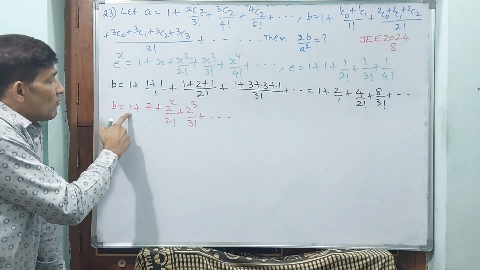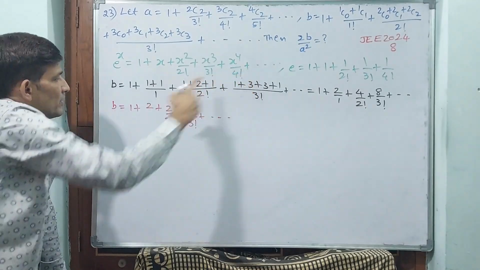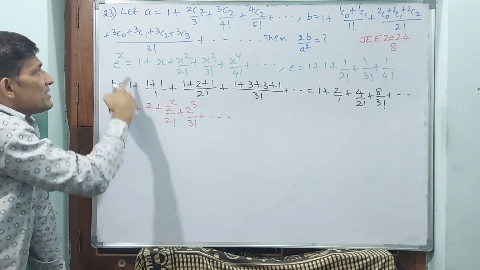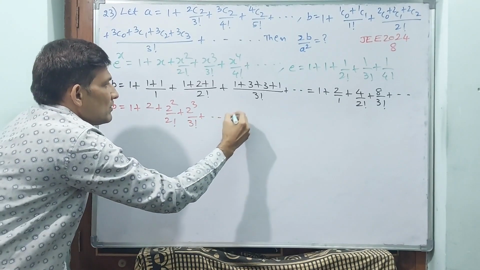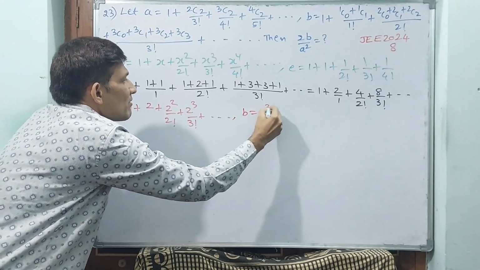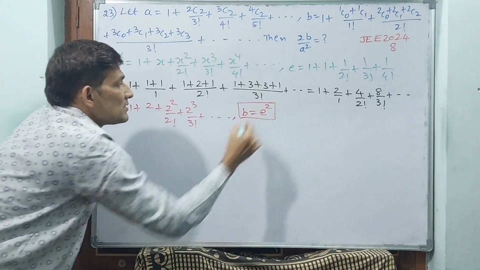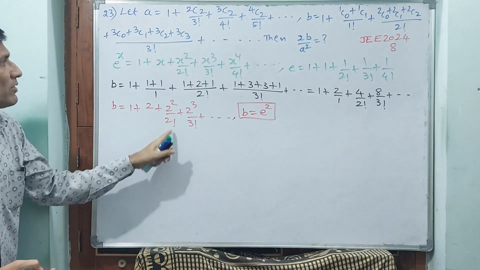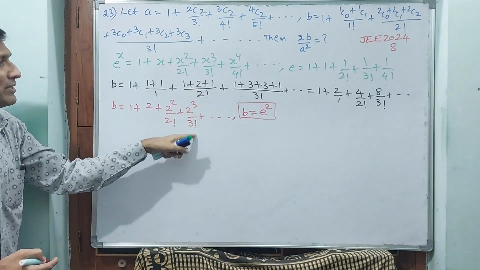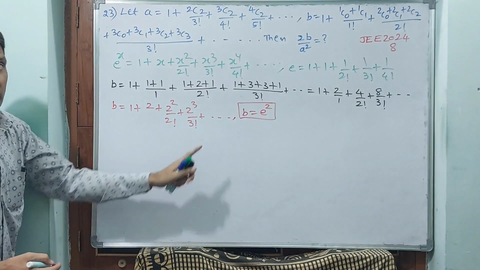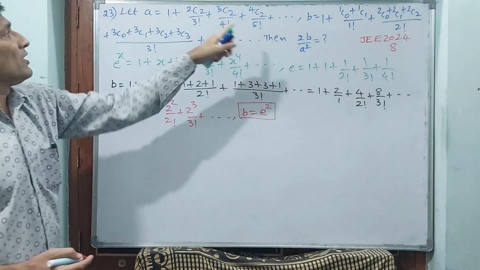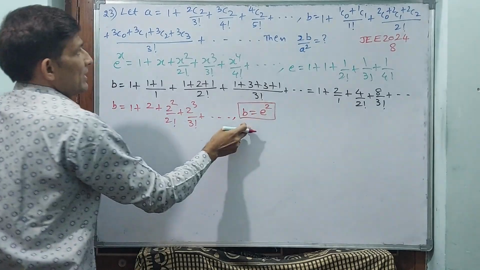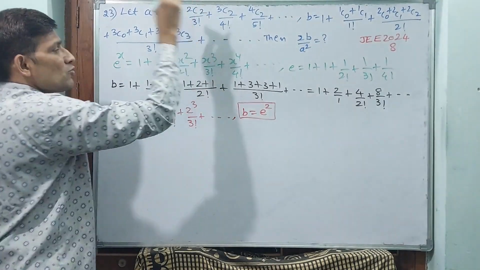If that is correct, then what is this? You compare with e^x. Here x is 2, so we can say e². B = e². This is 2²/2!, 2³/3!. Okay, now you have got the B value. Now you need not worry about B, you go for this. See, seeing this, it is bigger but it has come out simply. But seeing this, it is smaller but it is going to take much time.